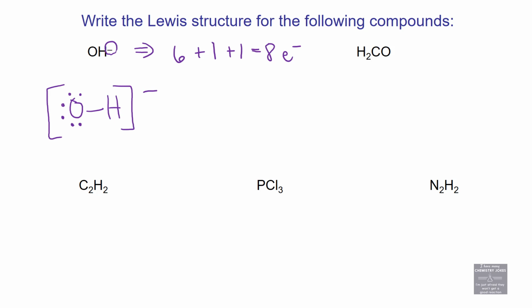So we start by adding up valence electrons in the next one. I get hydrogen plus carbon is in group 4 plus oxygen is in group 6.